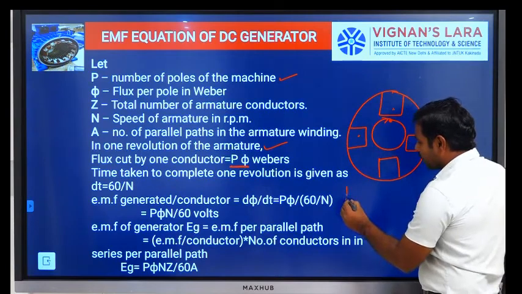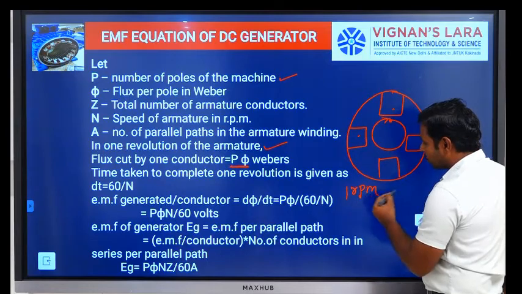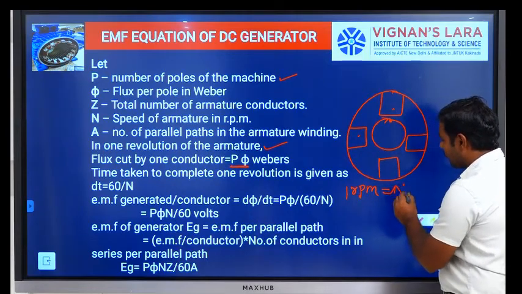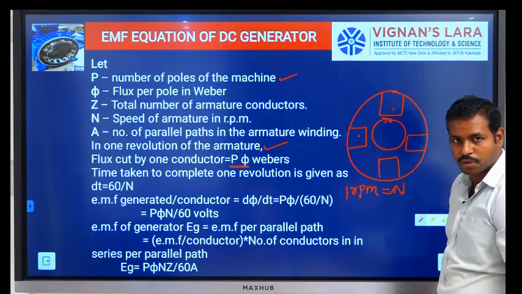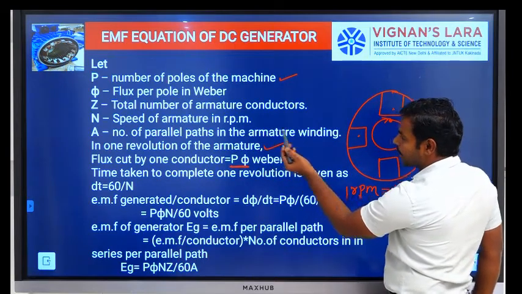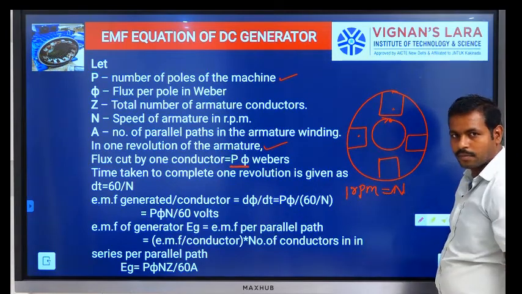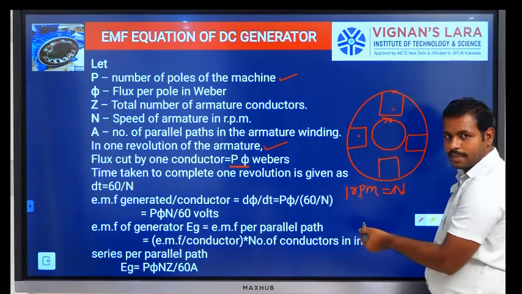Next, the time taken to complete one revolution. One revolution per minute is N, because N is the speed of the armature in RPM, revolutions per minute. This has to be converted into seconds.